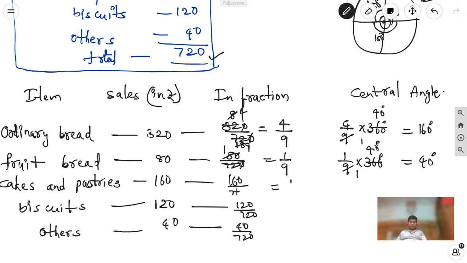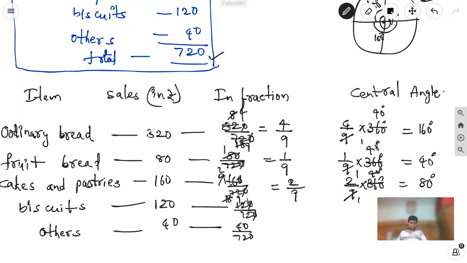160 by 720. The zeros cancel. 4 fours are 16, 4 eights are 72 after dividing. 2 twos are 2, 2 nines are 18. It's 2 by 9. 2 by 9 into 360 degrees. 9 fours are 36, so the angle is 80 degrees.